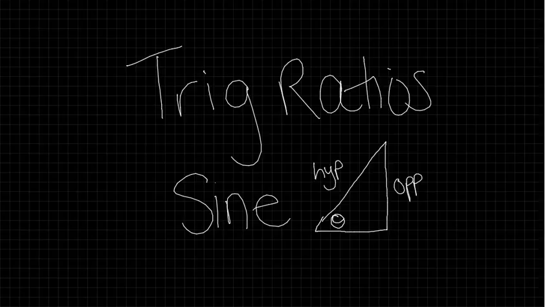Today we are learning about trigonometric ratios. If we take a look at your vocab sheet, you can see that the definition of a trig ratio is a ratio of the lengths of two sides of a right triangle.